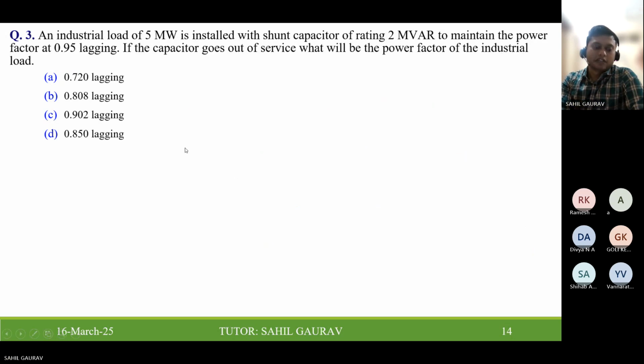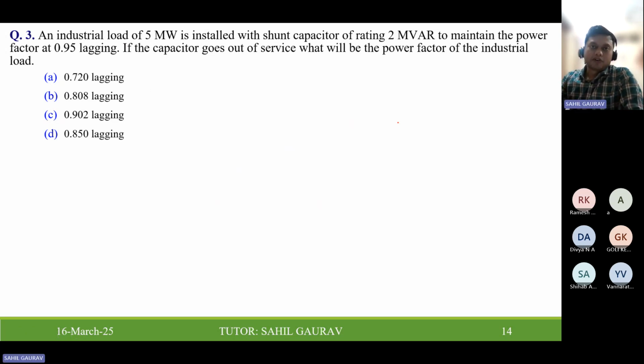Now in this problem, you have to find the reactive power compensation, and that is not at unity power factor. Sorry, this is not about improvement. In this problem, you are asked that if the capacitor goes out of service, what will be the power factor of the industrial load?